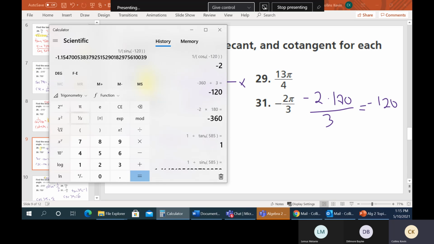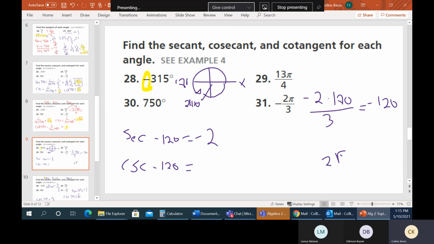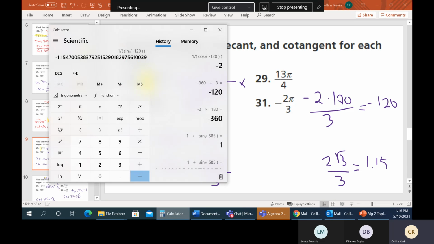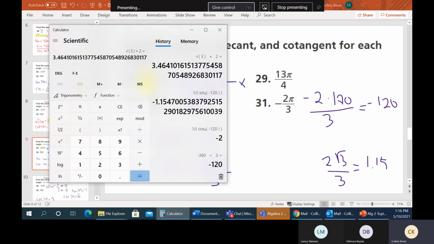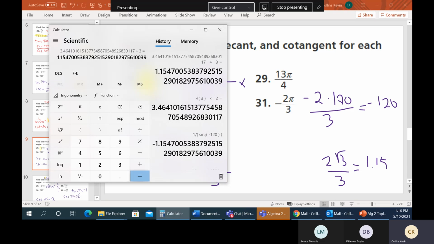So the 1.15, let's go ahead and make note of that. That's going to be 2 times the square root of 3 over 3. So 2/3 the square root, that's going to be 1.15. So that's this one. It's going to be 2 square root of 3 over 3. Okay? And just to double check ourselves on that, if we did 3 and took the square root and then took it times 2 and then divided by 3, there's that 1.15. Obviously that one had the negative sign in front of it, but that's okay.